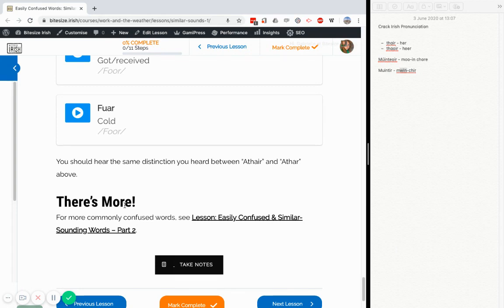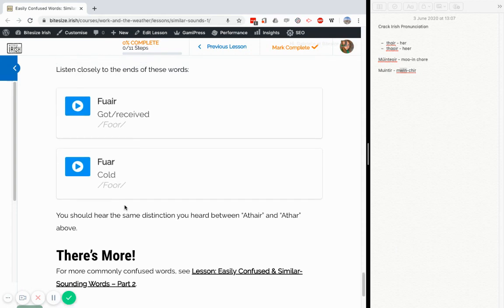So I hope that this has helped, that you can come back to this whenever you come to some words that you aren't quite sure of how to pronounce. You can come back to this, and then you can also go to the Crack Irish pronunciation. The next lesson is Easily Confused and Similar Sounding Words Part 2, where you get more examples, and we have another in this series as well. So, slán agus go n-éirí an t-ádh libh.